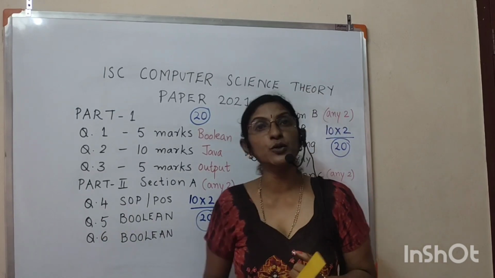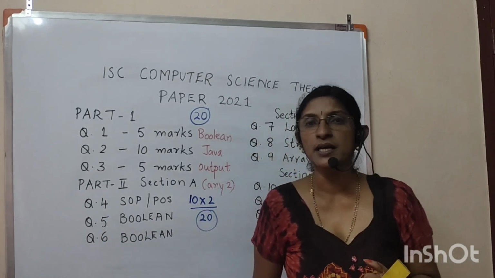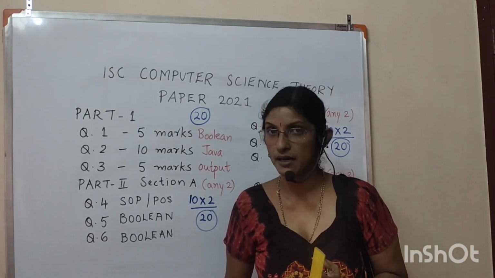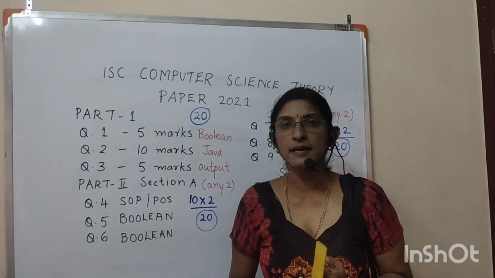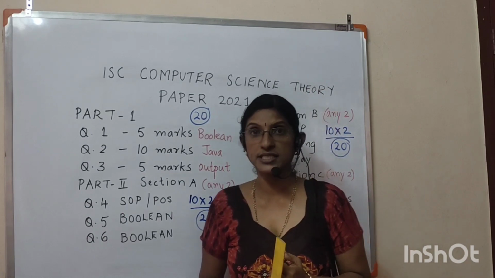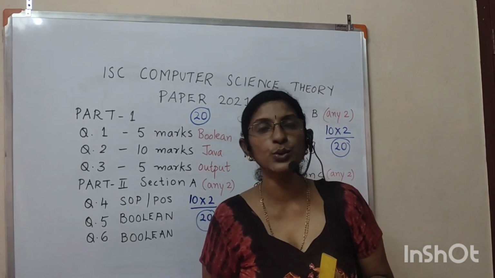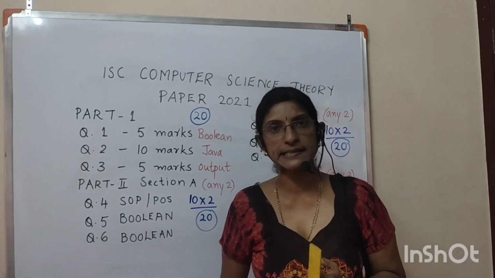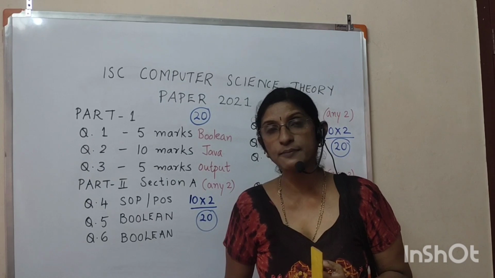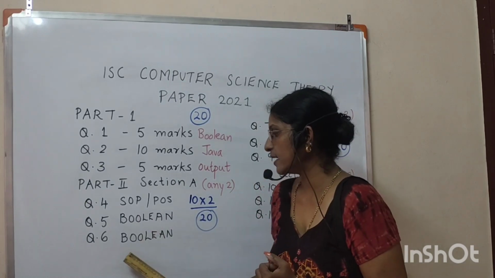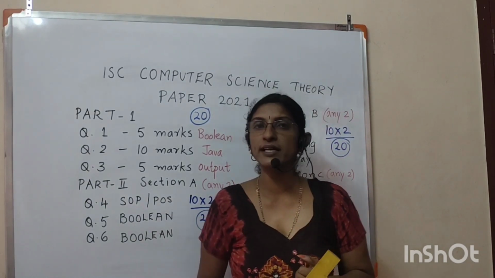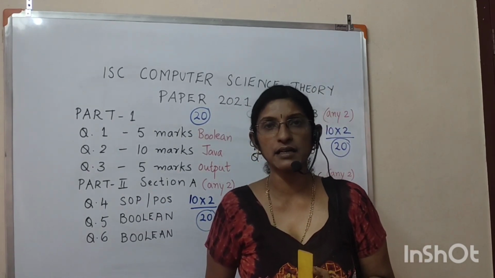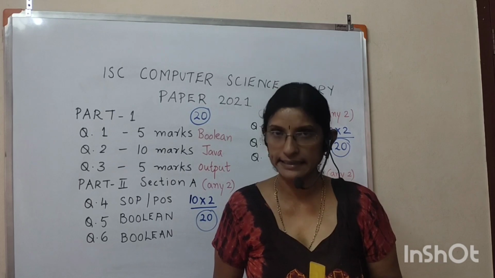Question number 5 will be somewhat application type questions from Boolean algebra itself. Sometimes a diagram with logic gates will be given, and they will ask you to write the simplified expression of the output or something similar. So prepare Boolean algebra nicely. Then question number 6, again Boolean algebra, will be the application of logic gates like adder, half adder, decoder, like that.